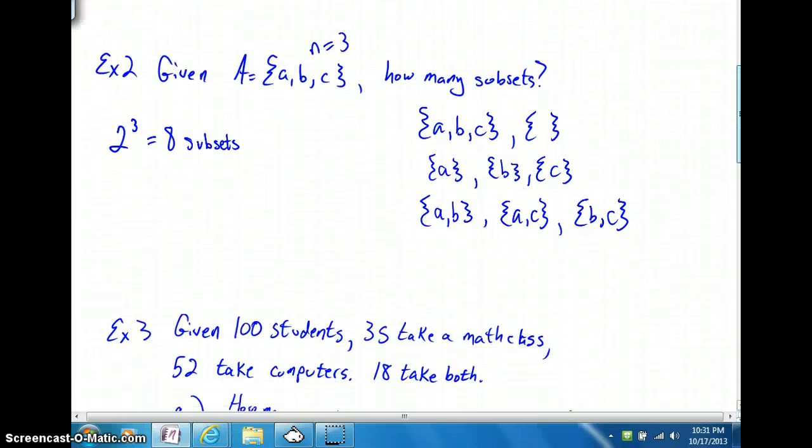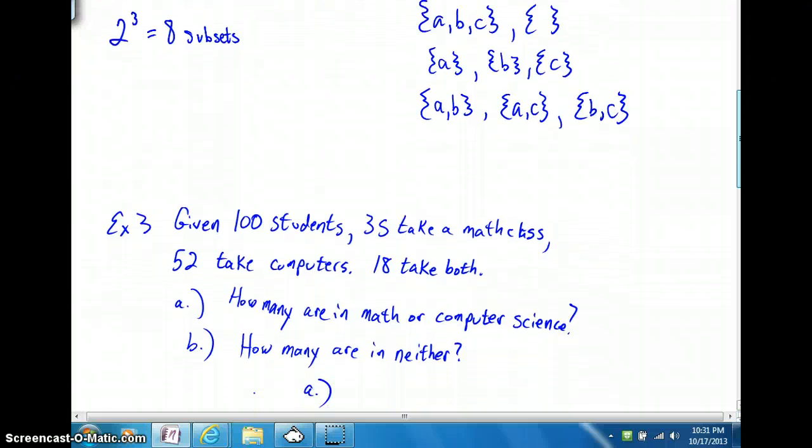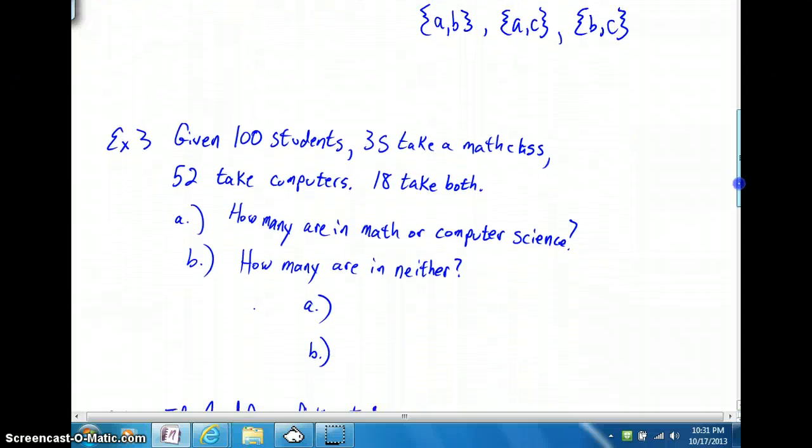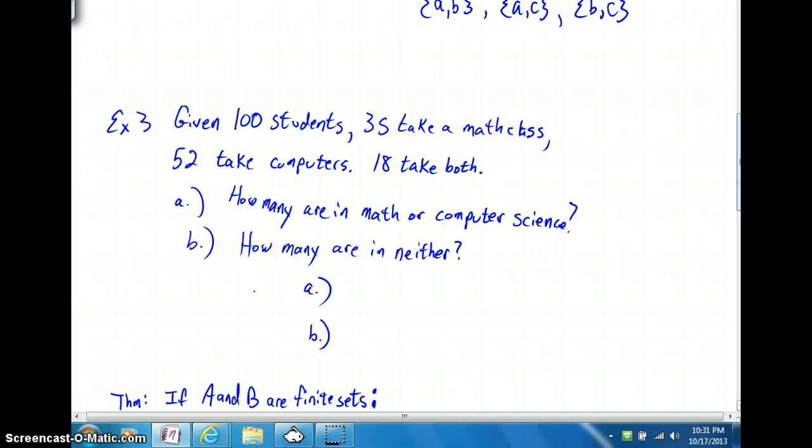Well, let's take a look at another problem. Let's say that given that you have 100 students, 35 take a math class, 52 take a computer class, 18 take both. How many are in a math or a computer class? And then B, how many are in neither?